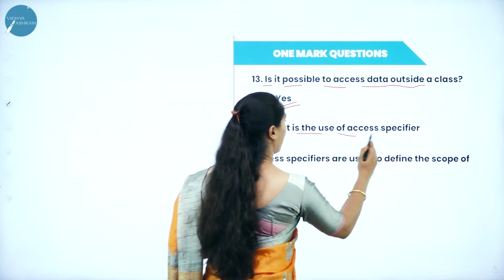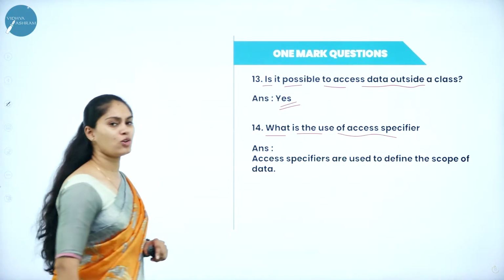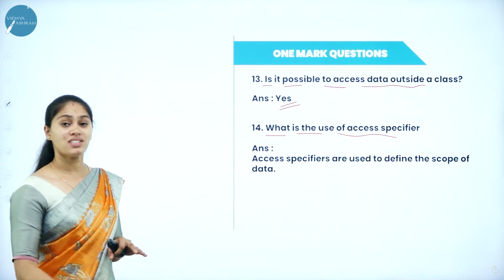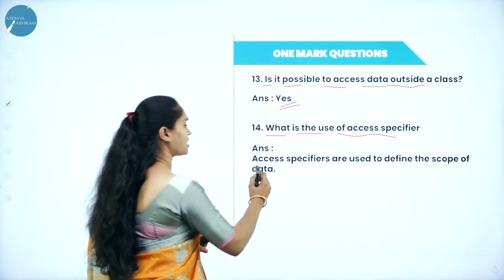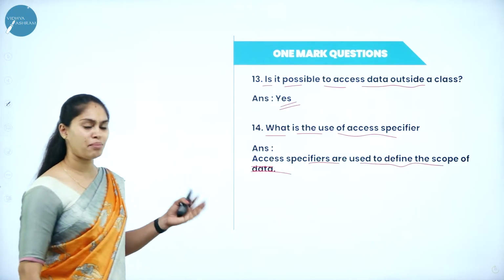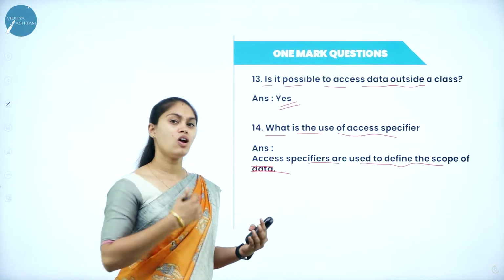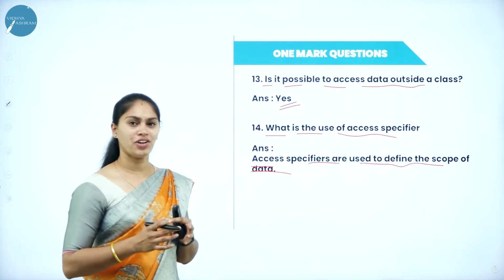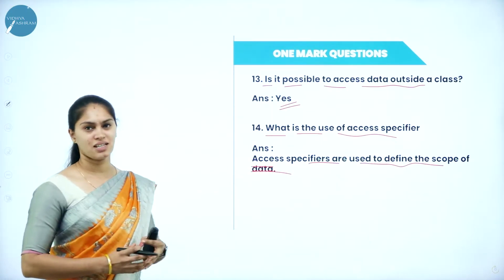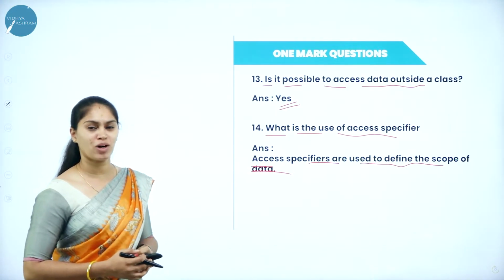What is the use of access specifiers? Why are we going to use them? We have private, public and protected. What is the use of having them? Access specifiers are used to define the scope of data, whether it is publicly available, privately available or protected. In order to know the scope of the data, we have access specifiers.